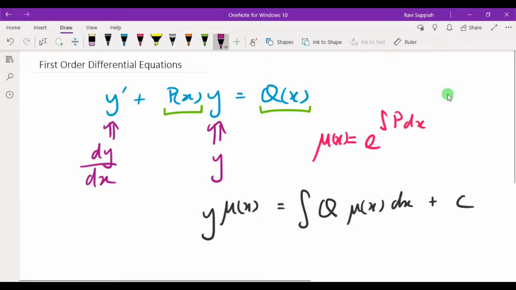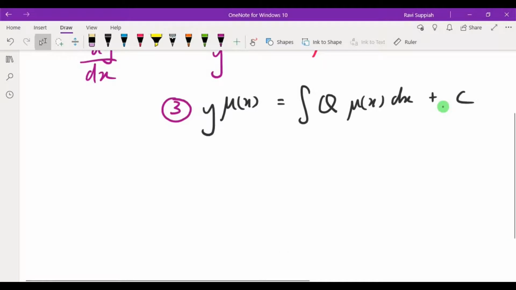The first step is you make sure that the equation is written in this form. Next is to solve for mu of x, and the third step is to write the expression for y in this form. Of course, the best way to really learn how to do it is to work on an actual sum. So let's go ahead and do that first.